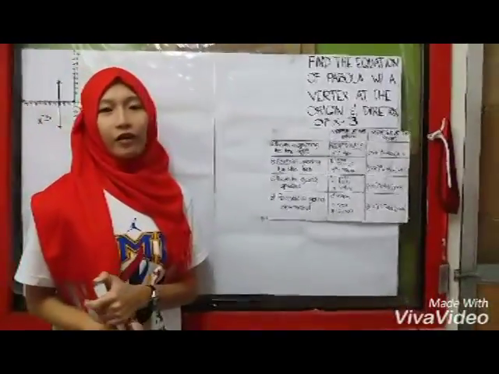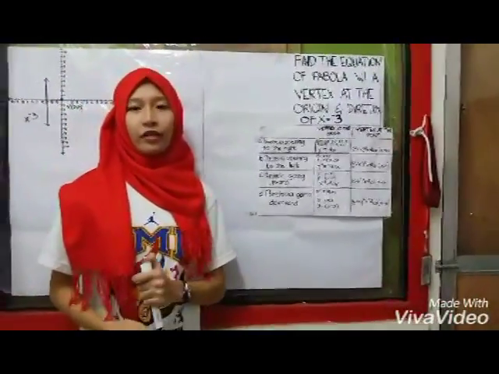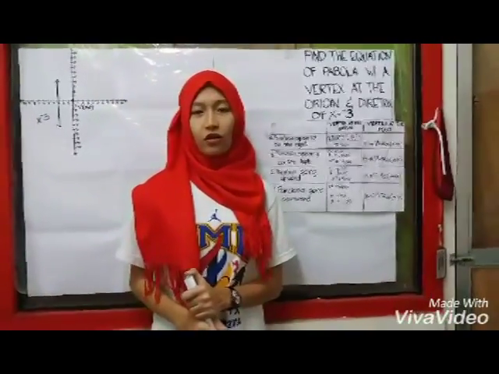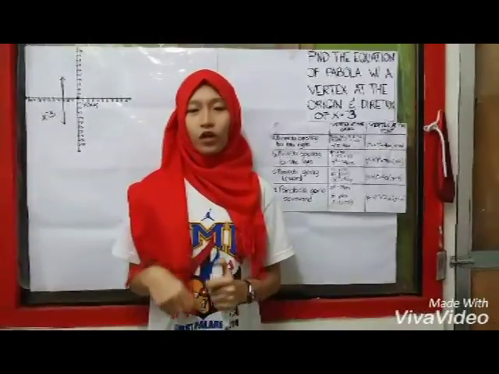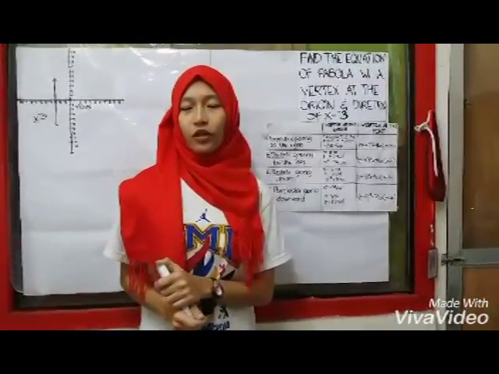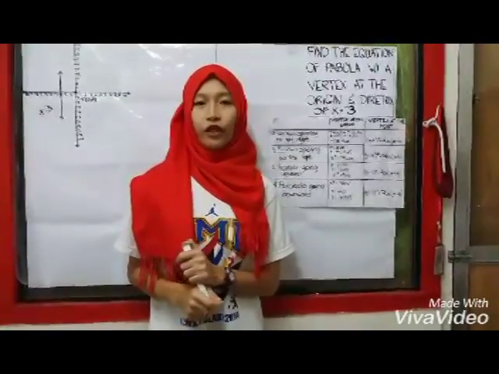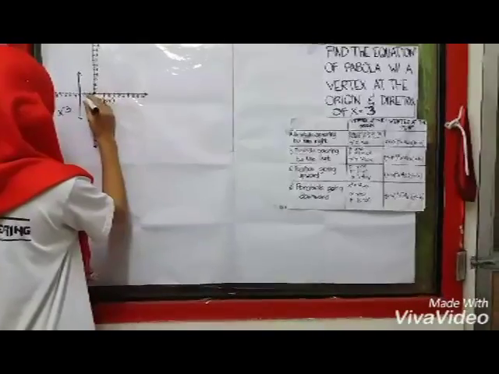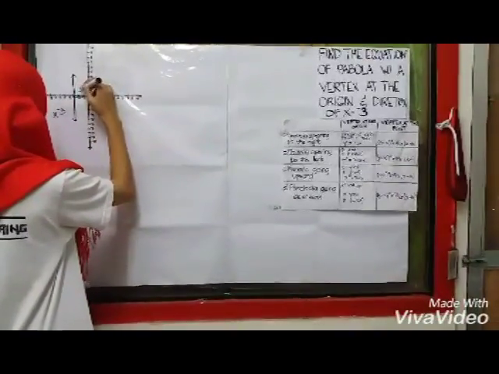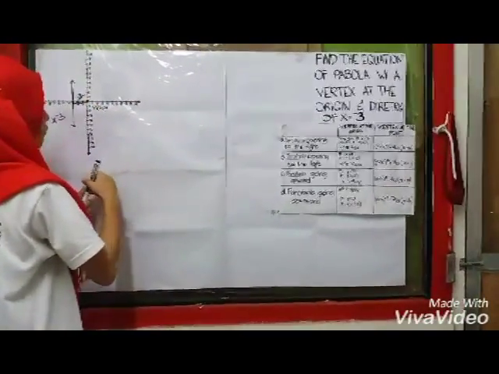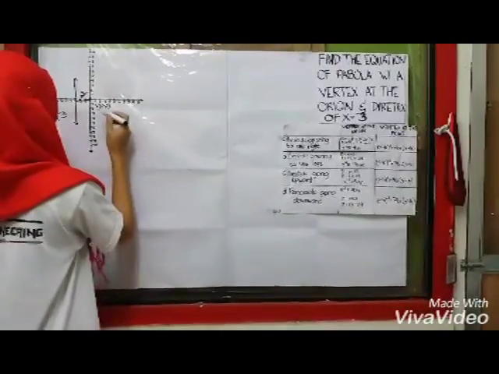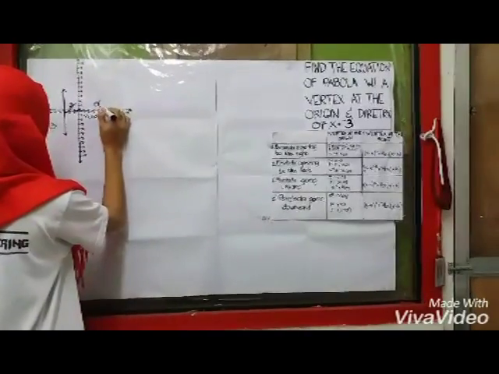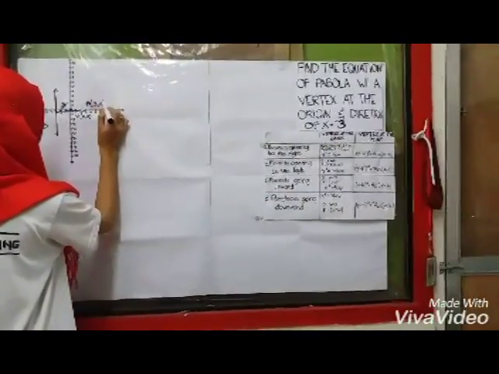We all know that our vertex is the midpoint of our directrix and focus, so the distance of vertex to directrix is also the distance of vertex to focus. To find our focus, let's count the number of units from vertex to directrix. 1, 2, 3. So we have 3 units. We count to the right side to locate our focus. 1, 2, 3. So now our focus is (3, 0).